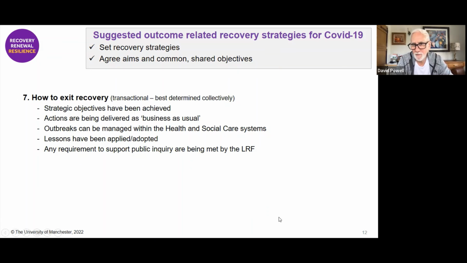Have you actually learned lessons? Have you taken the steps to actually understand how you might do things differently in the future? And if you have done, have you begun at least to apply or describe a system by which you may know that you'll apply those lessons in future events? And then the final one, often overlooked but quite important, is there any remaining requirement for you to support public inquiry into the events itself? And are they being met by the local resilience forum here, or your local partnership for dealing with disasters and emergencies wherever you are in the world?